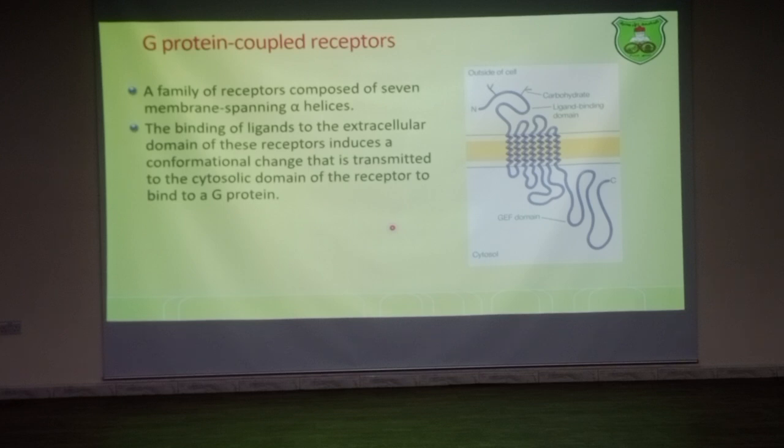These receptors are transmembrane proteins, and they have 7 transmembrane domains. So they are inserted inside the membrane 7 times. In, out, in, out, in, out, like when we stitch a button. In, out, in, out. 7 transmembrane domain proteins.